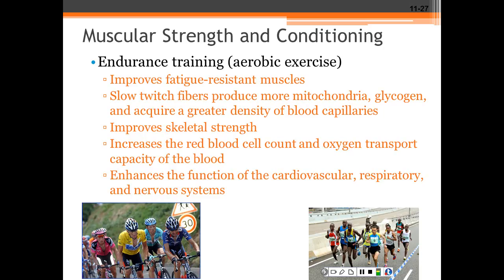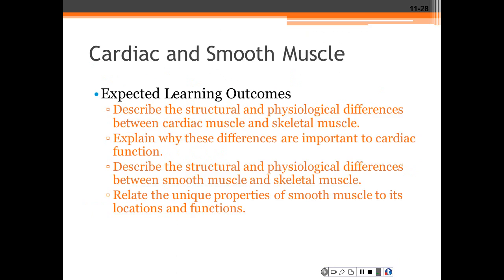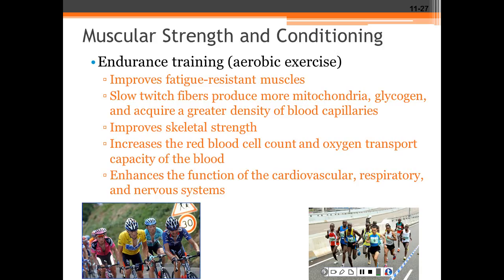Okay. We have slow twitch fibers. They're going to produce more mitochondria and more glycogen and acquire a greater density of blood capillaries with conditioning, like I just said. Now, this form of exercise also improves skeletal strength and increases red blood cell count, oxygen transport capacity, and it enhances the cardiovascular, respiratory, and nervous system function. Why am I stressing it? We have to get up and do something. Get up and do some type of aerobic exercise.